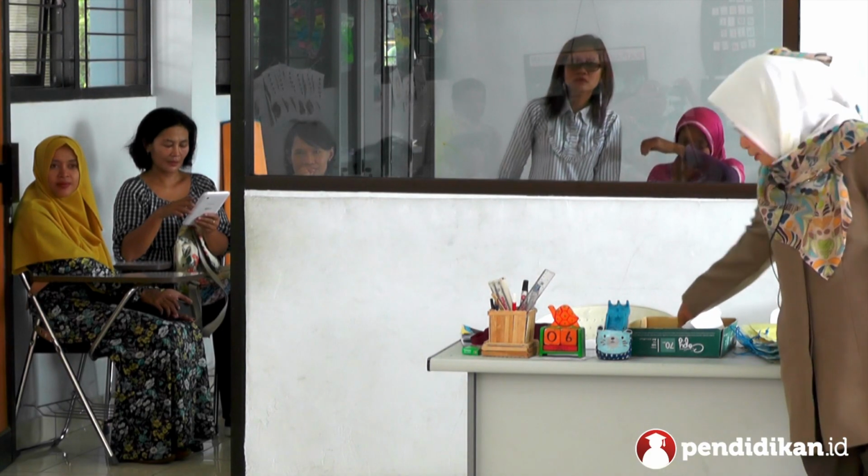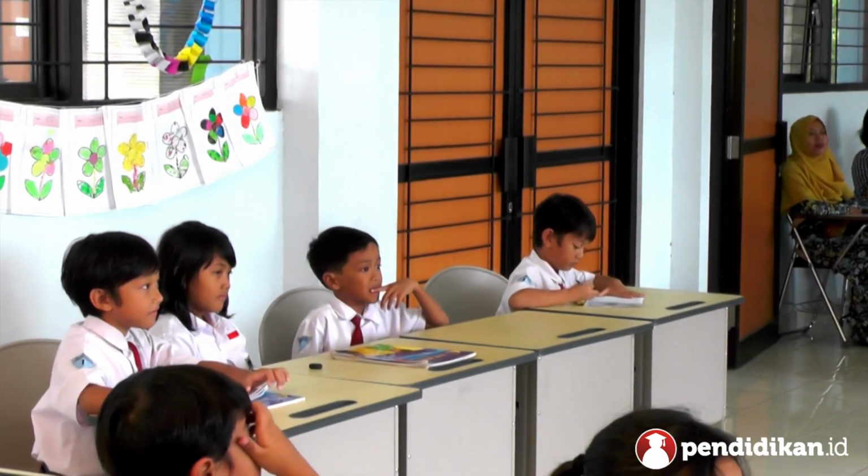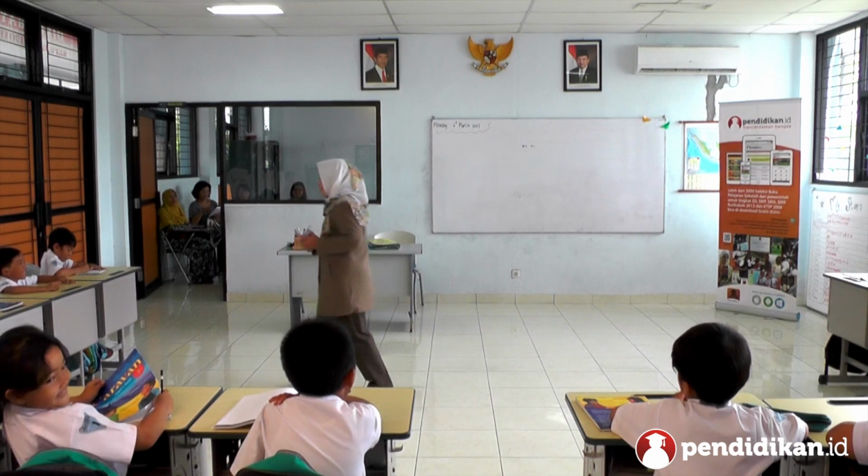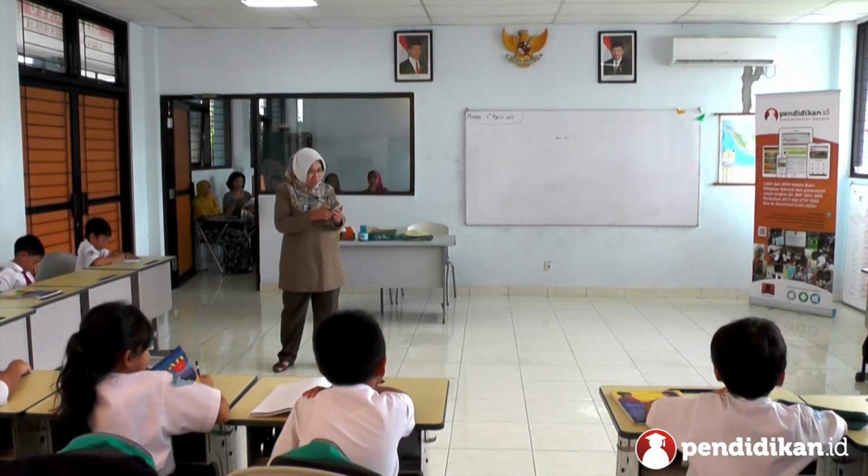Have you ever been to the zoo? Sudah pernah ke kebun binatang? Yes. Okay. What do you see in the zoo? Apa yang dilihat di kebun binatang? Monkey. Giraffe. Good. Lion. Good. Dog. Okay. Horse. Yes. What else? Birds. Yes. Crocodile, great, yes, buaya, crocodile.